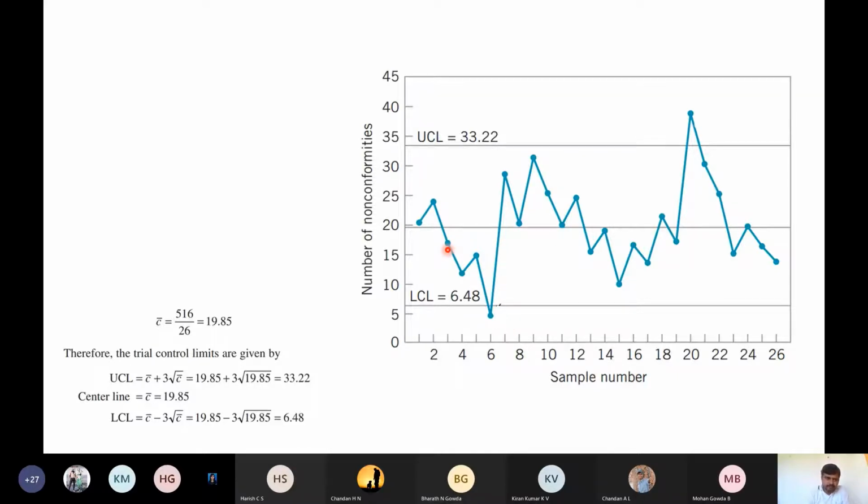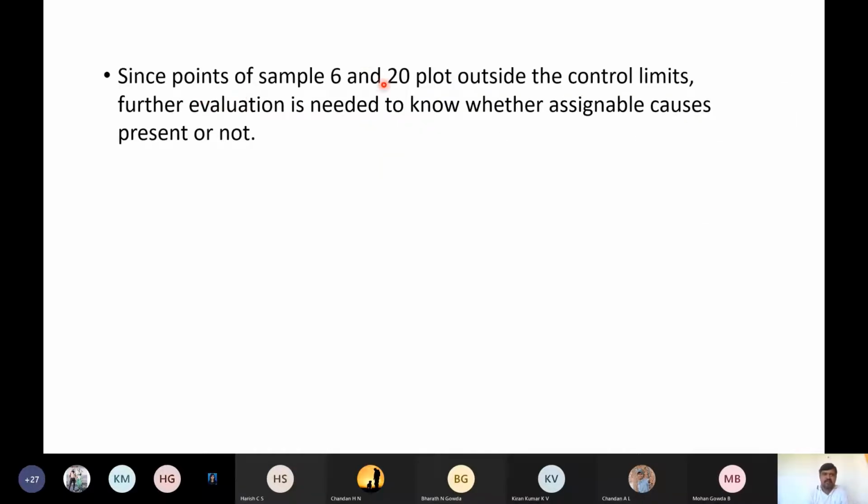Next, since points of sample 6 and 20 plot outside the control limits, further evaluation is needed to know whether assignable causes are present or not. And also, if the question asks whether the process is in control or out of control, you can say the process is out of control because sample numbers 6 and 20 plot outside.